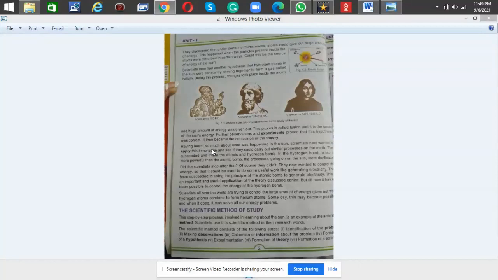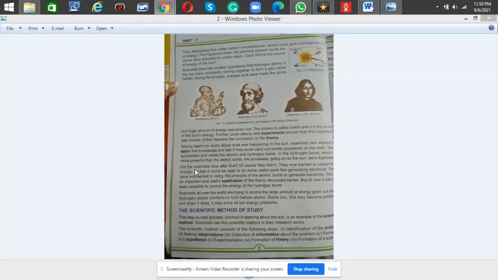Having learned so much about what was happening in the sun, scientists next wanted to apply this knowledge and see if they could carry out similar processes on the Earth. They succeeded and made the atomic and hydrogen bomb. In the hydrogen bomb, which is more powerful than the atomic bomb, the processes going on in the sun were duplicated.